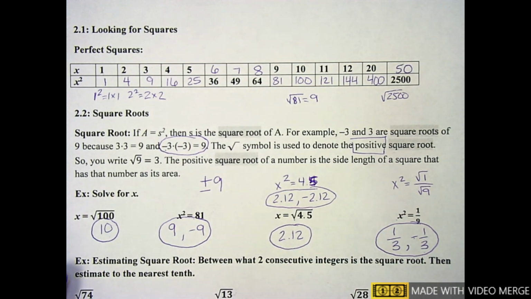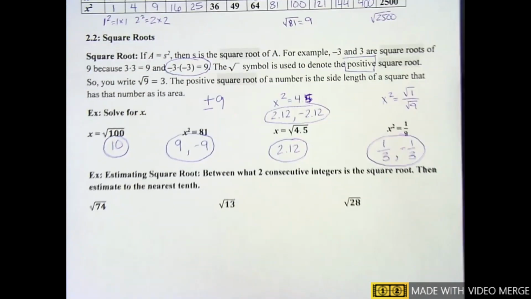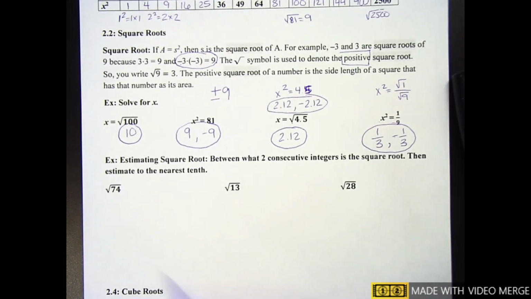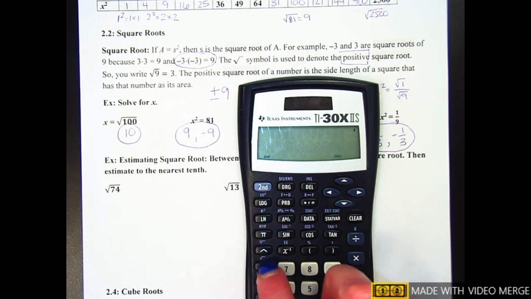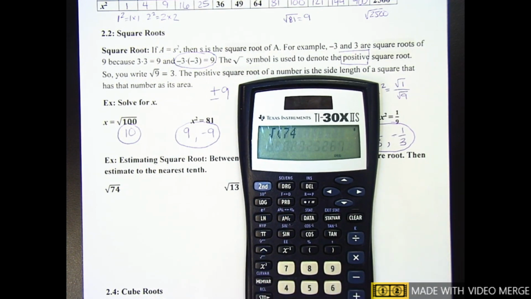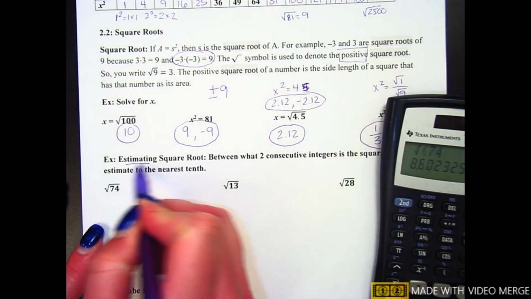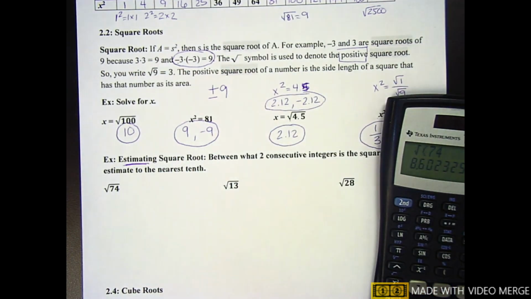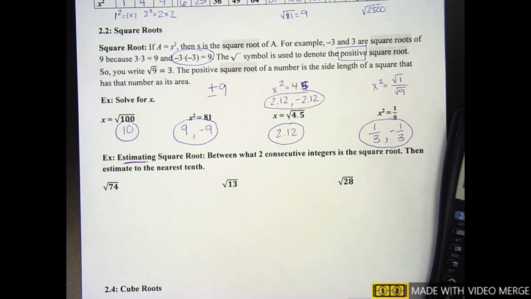All right, so let's go ahead and try this. The hard part about today is, how do I estimate them? I'm guessing between which two numbers is my square root. Notice 74. If I put that in my calculator, second square root 74, I get this big long decimal. Our big purpose for today is to estimate what we think it would be close to without putting it into our calculator.